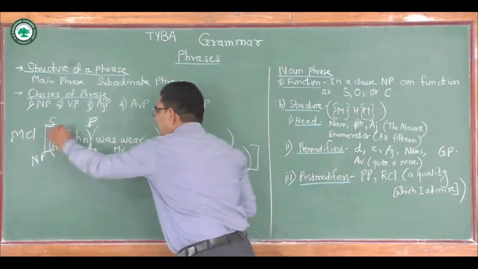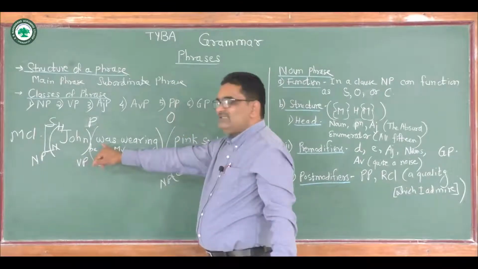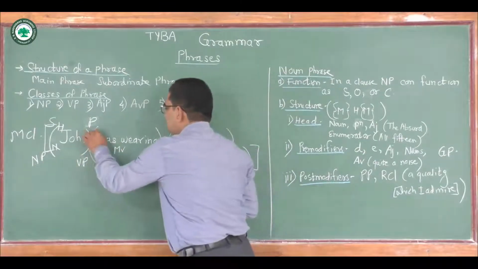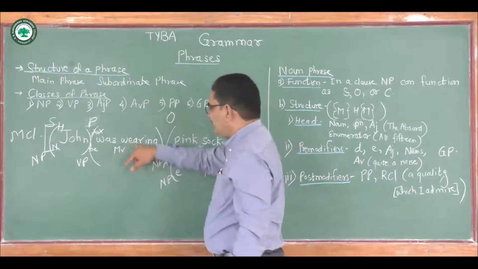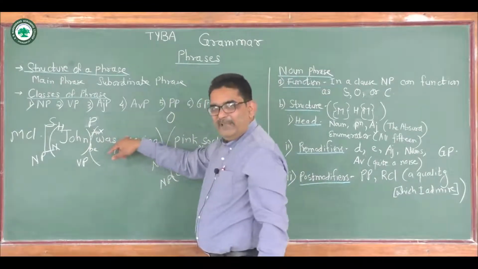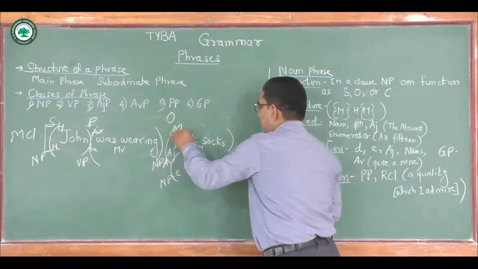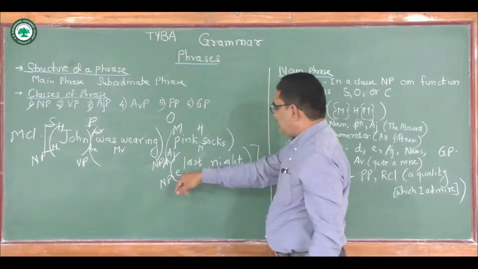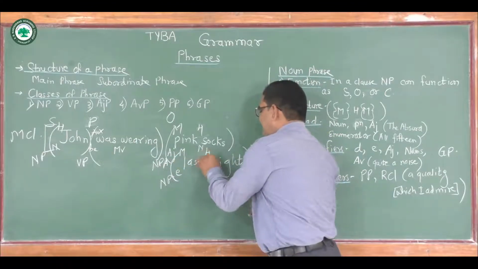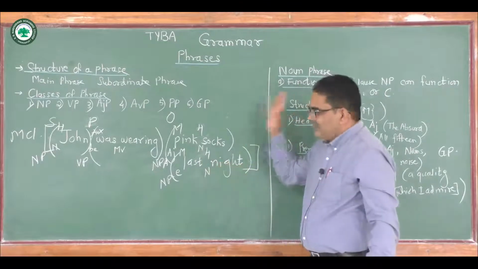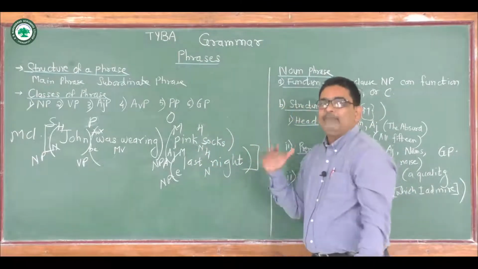John is the head word of a noun phrase. Was is the auxiliary verb, and this is the ing verb. We can say it is the be form, or you can say this is the main verb. Here pink is a modifier, and this is the head. Here last is a modifier, and night is the head. We can do this analysis either by tree diagram or bracketing.